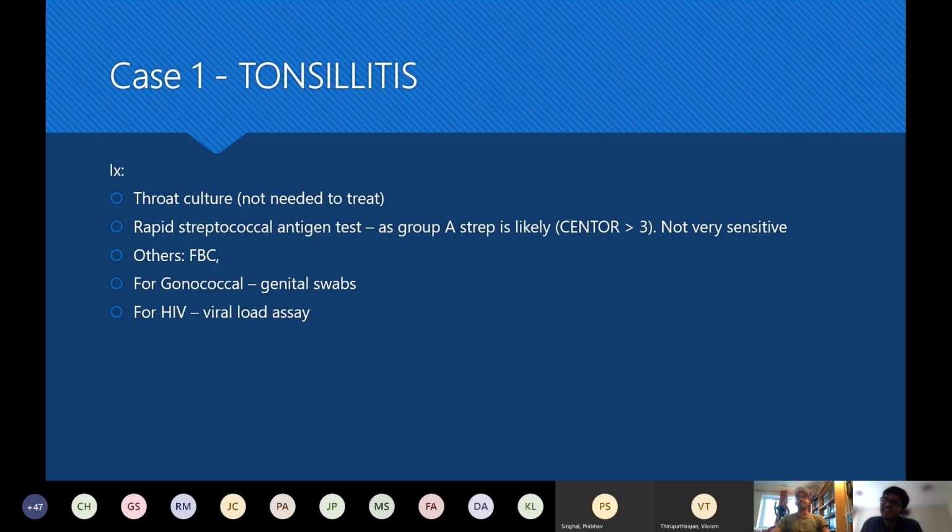No. People tend not to do the top two because, again, it doesn't really inform management so much. So how would you manage this tonsillitis then?